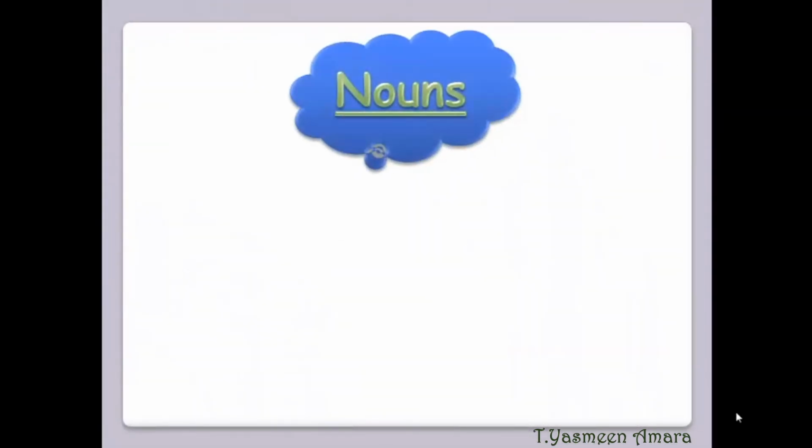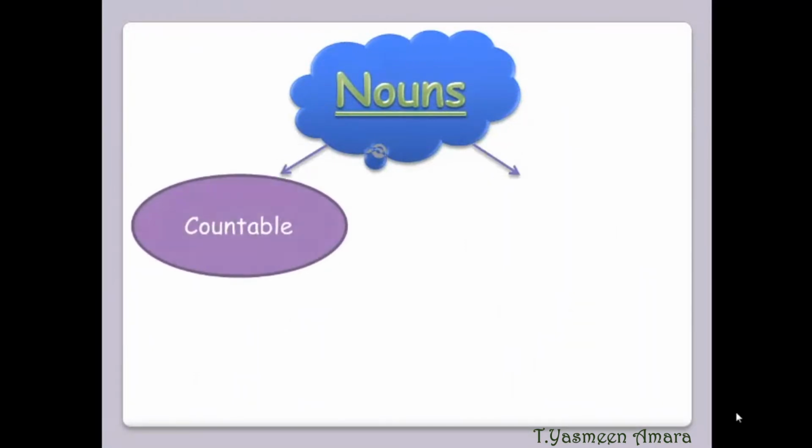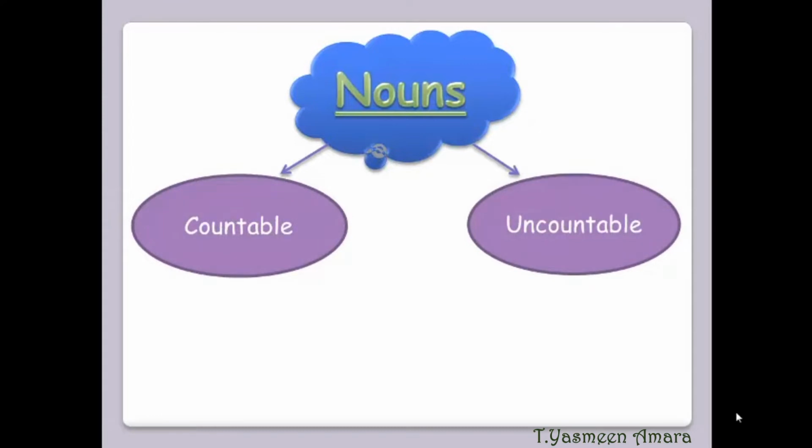There are two types of nouns. The first one is countable nouns. The second one is uncountable nouns. In countable nouns, there are some points connected with it to distinguish the countable nouns. The first one, countable nouns are nouns that we can count using numbers.